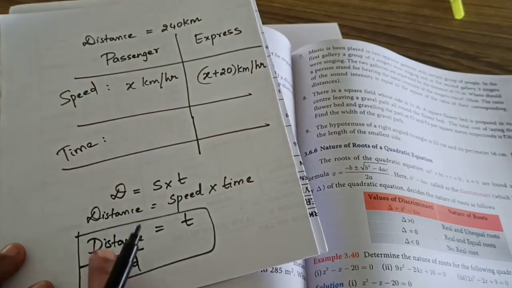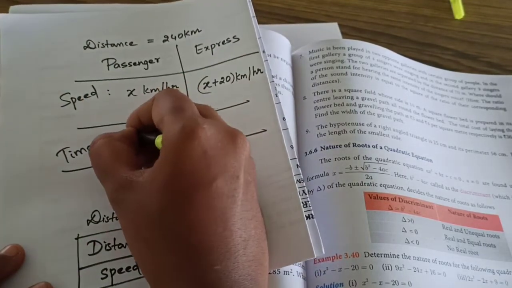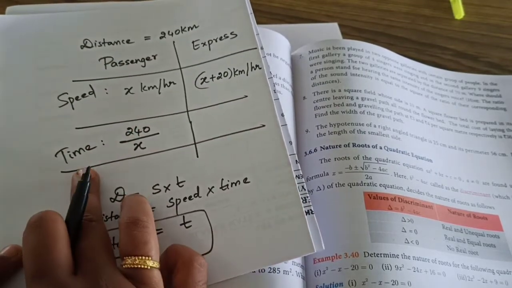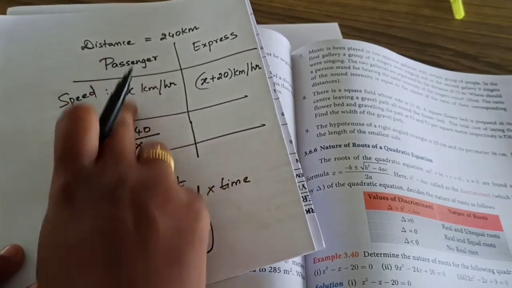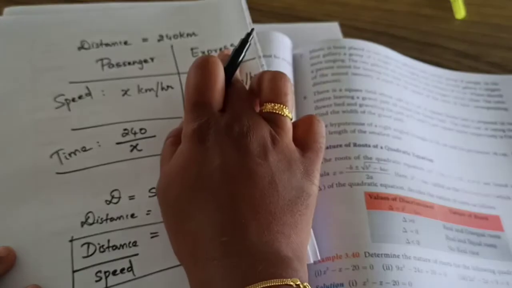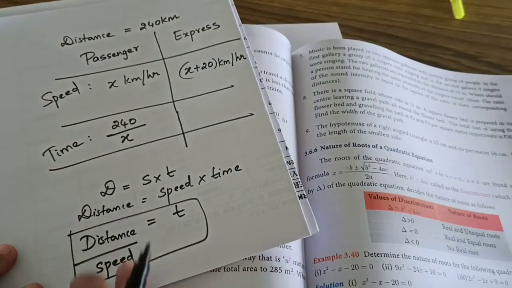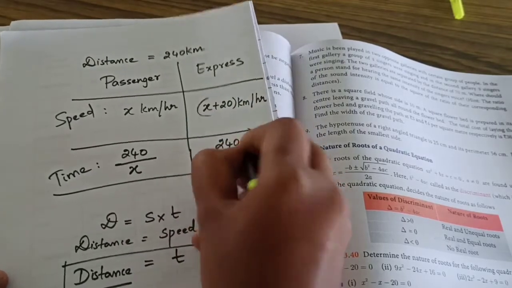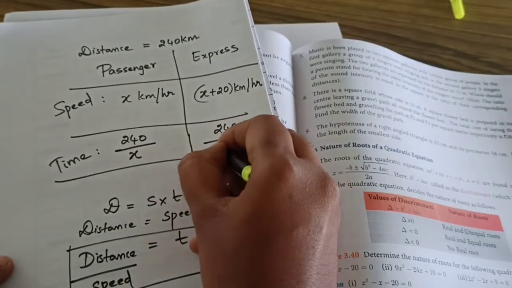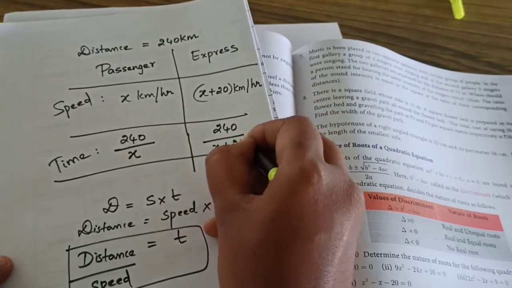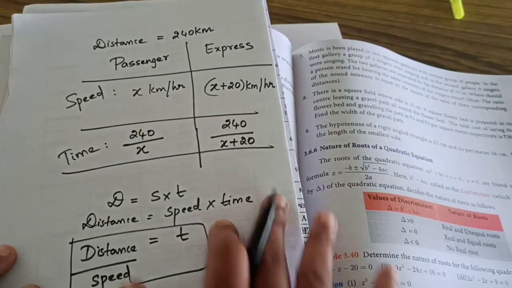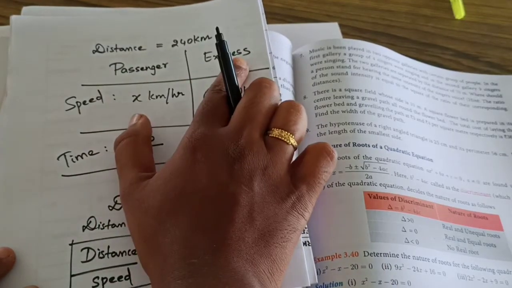For passenger train, what is the distance? 240 by what is the speed? x. So time taken by the passenger train to reach the place. For express train, the same formula only, distance by speed. So what is the distance? 240 by what is the speed? x plus 20. Got it? Have you got the clear idea about this word problem? First for passenger train, next for express train.